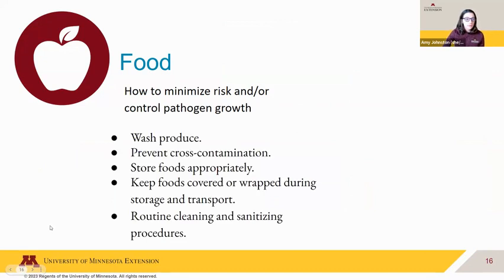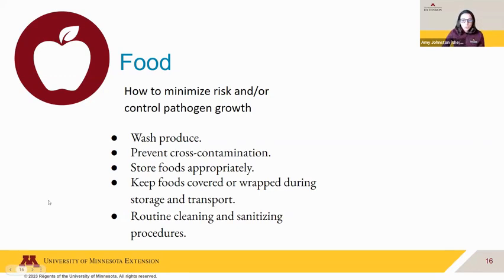You can minimize the risk of pathogens contaminating a food and using that food as a source or a fuel for growth by thoroughly washing produce before preparing, even if it's going to be cooked. Prevent cross-contamination by using clean and sanitized food-grade storage containers for foods. Prevent cross-contamination by using separate cutting boards and utensils when preparing raw and ready-to-eat foods.